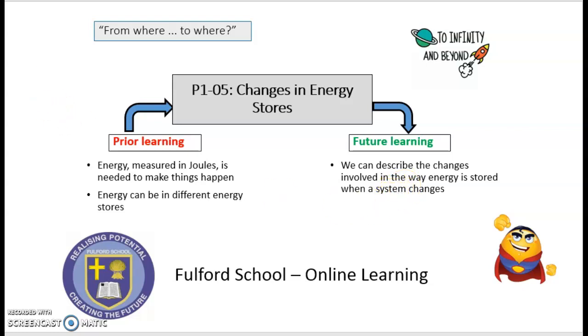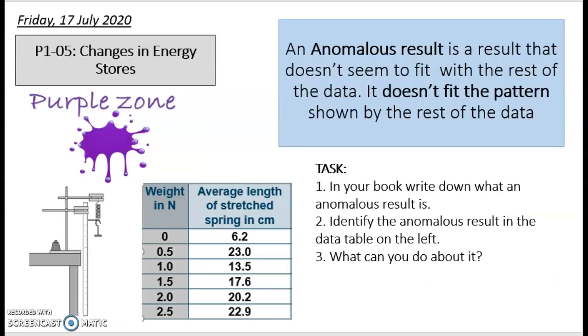First of all, let's just recap something that's really important in terms of how science works words. So our purple zone today has got an anomalous result in. An anomalous result is a result that doesn't seem to fit in with the rest of your data. It doesn't fit the pattern. A very simple experiment here where we take a spring and we put a mass on the end, and we've got a ruler here to measure how much longer the spring gets when you put different masses on here, recorded here as the weight of that mass in Newtons.